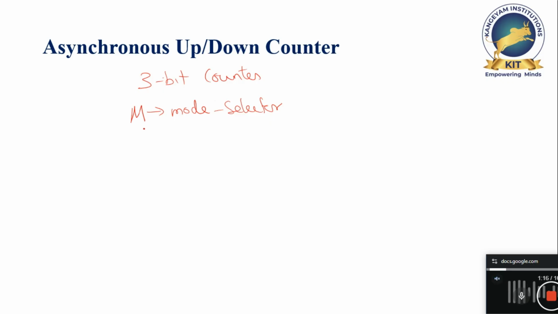In this case, if M equal to 1, the counter will be an up counter. If M equal to 0, the counter will be a down counter. So you will have a little bit of changes in the circuit diagram. What kind of changes will there be? We are going to see.